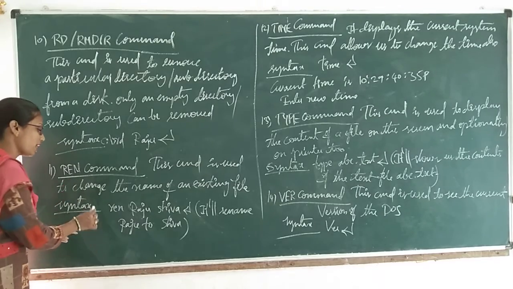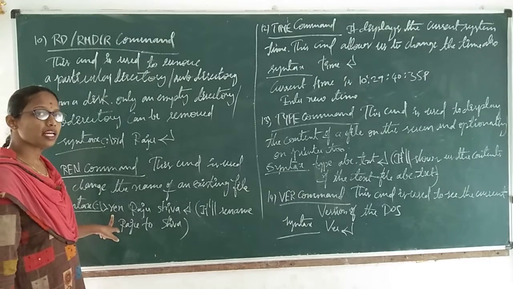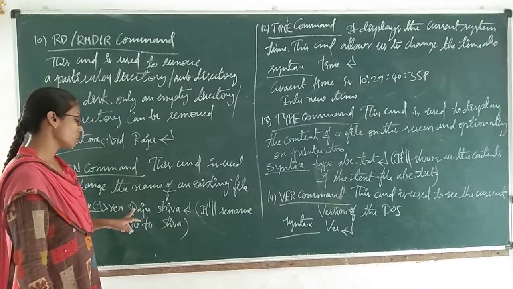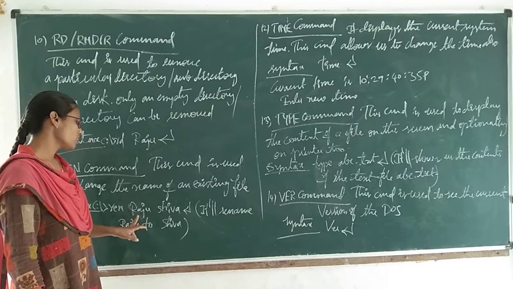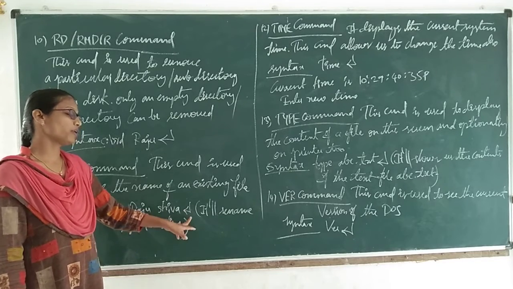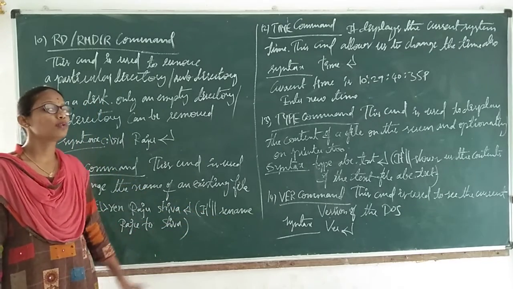We are following the syntax. C is a drive and the root directory. REN is the rename command. We are renaming the particular file, Raju. We rename this Raju to Shiva and then press enter. It will rename Raju to Shiva.